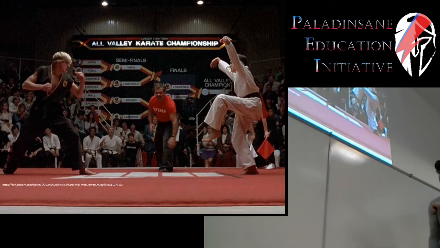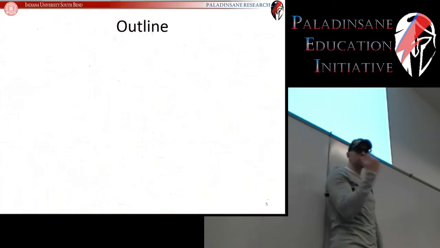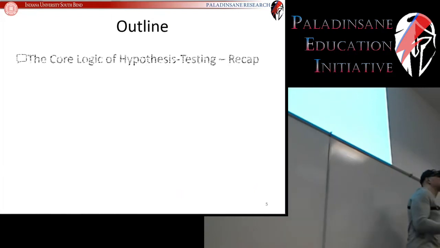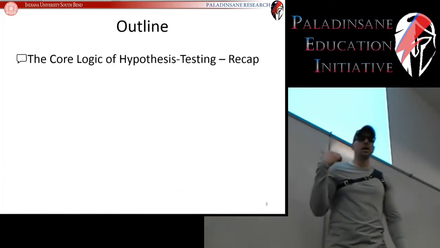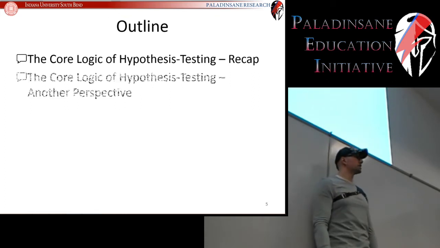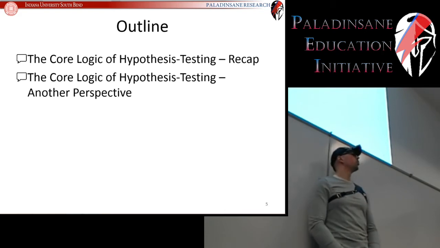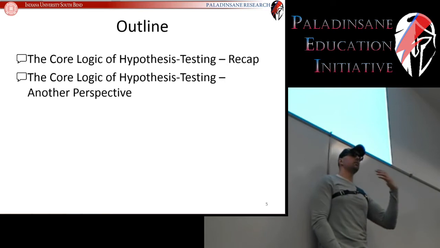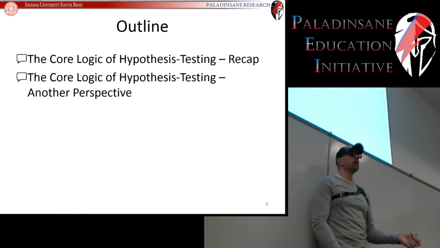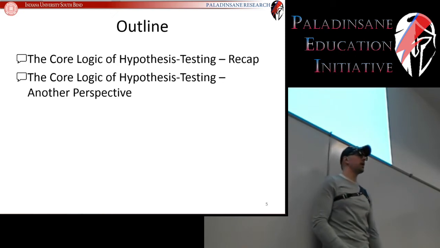So today what we're going to continue on is we're going to have a recap of the logic of hypothesis testing, and then we're going to take another perspective for the logic of hypothesis testing. So it's very important to eventually know what it is that we're doing when we're doing a hypothesis test. What is the logic behind it? What is the reasoning behind it? Why does it work as a way of generalizing from a sample to a population?